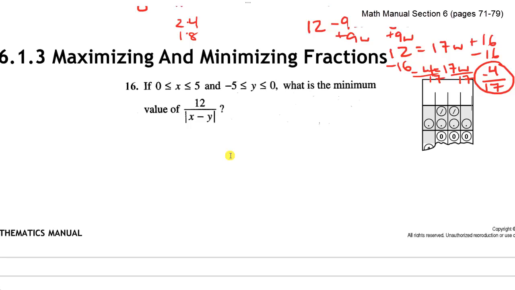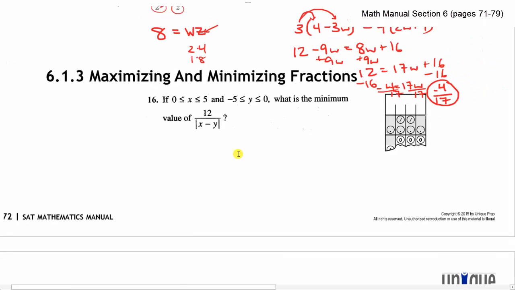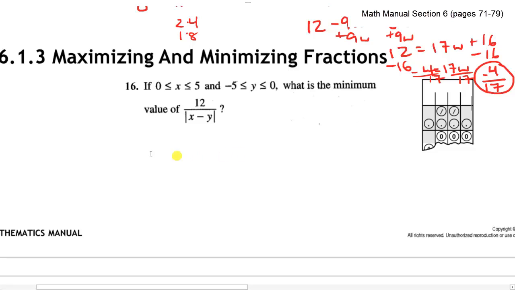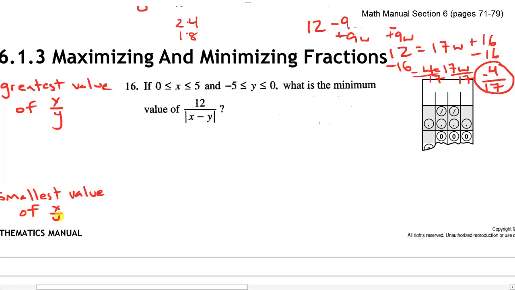Now, down at the bottom of this page 72, minimizing and maximizing fractions. What you have to keep in mind when you're being asked for the greatest possible value, so let's say they say something like greatest value of x over y, or they say smallest value of x over y.